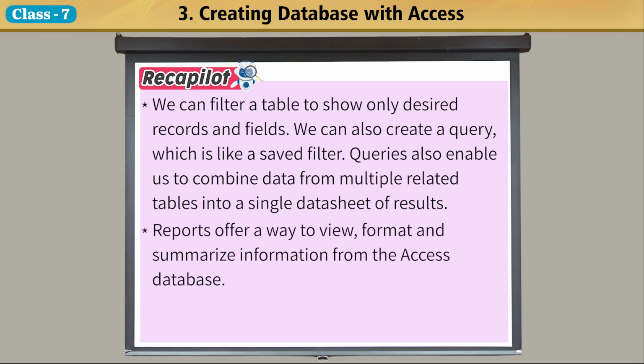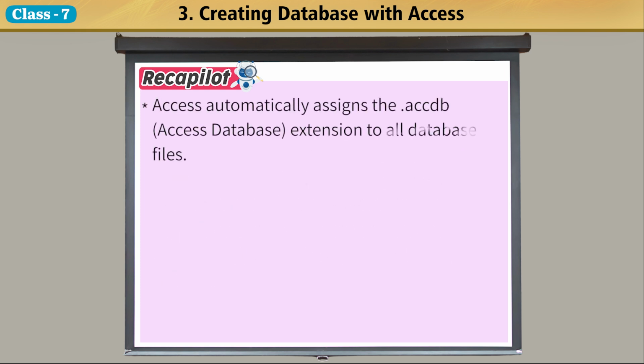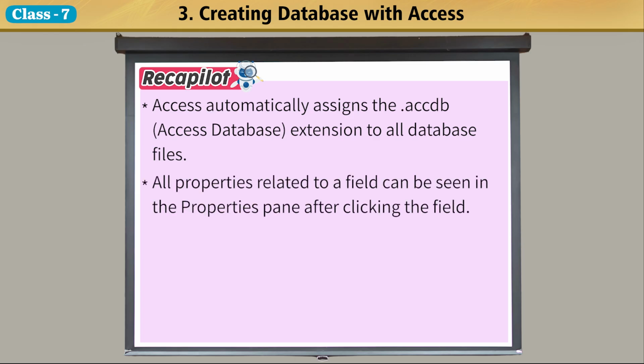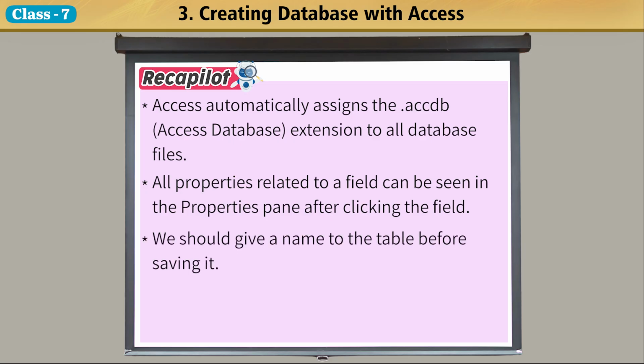Reports offer a way to view, format and summarize information from the Access database. Access automatically assigns the .accdb Access database extension to all database files. All properties related to a field can be seen in the Properties pane after clicking the field. We should give a name to the table before saving it.